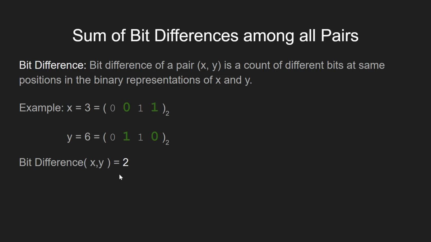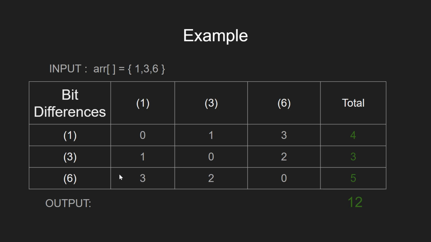Now, our task is to count the sum of bit difference of every possible pair from the given array of integers. As an example, take the input array consisting of 1, 3 and 6. There are in all 9 possible pairs shown here along with the count of their respective bit differences. For example, the bit difference of 1 and 3 is equal to 1 and the bit difference of 1 and 6 is equal to 3. Now we take the sum of all these bit differences and return the sum as an answer, which is equal to 12 in this case. Let's now carry on with the simple solution to this problem and then look for the better alternative.